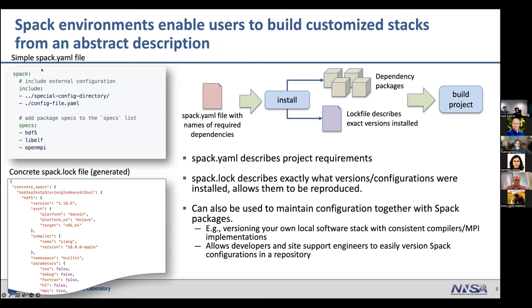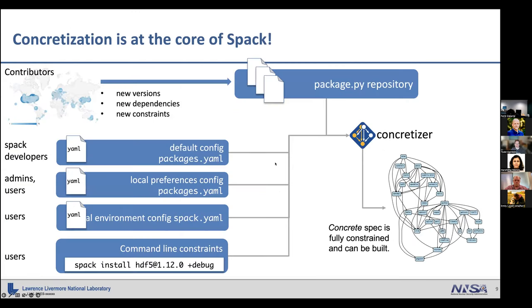We'll concretize this whole thing into what we call a spec.log file. So there's a spec.yaml file, which is an abstract description of what you want, and a spec.log file, which is basically everything that the solver did. You could version these two things in a repo. You could reproduce an environment exactly from the log file, or you could do a functional reproduction from just the requirements in the YAML file, like if you wanted to build the same thing on two different machines.